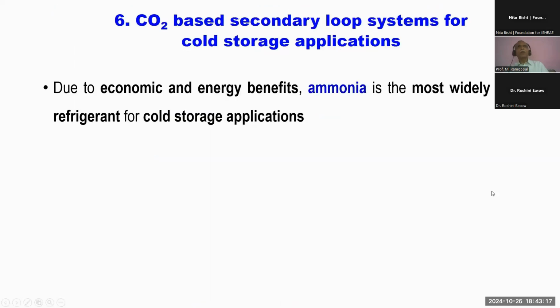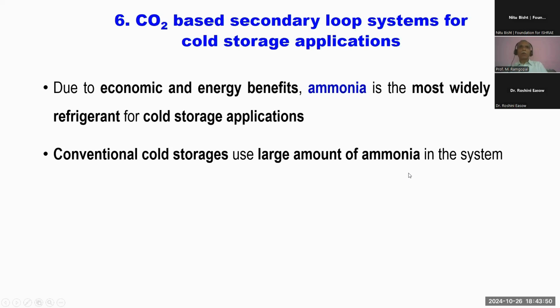Now coming to the CO2-based secondary loop systems for cold storage applications. Again, this is very well known to all of you. So in India and many countries, ammonia is the most widely used refrigerant for cold storage applications. The reasons are obvious. Ammonia is a very low cost and easily available refrigerant, and it is an excellent refrigerant as far as the performance is concerned. So we get both economic and energy benefits if I'm using ammonia. So it is used widely all over the world.